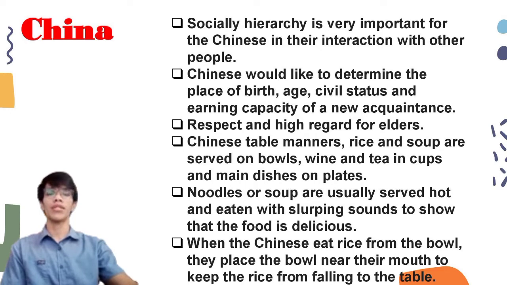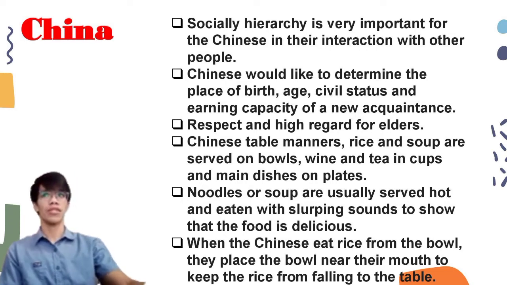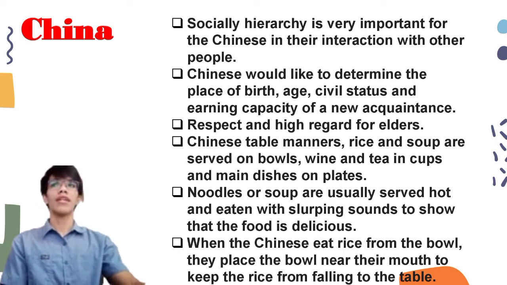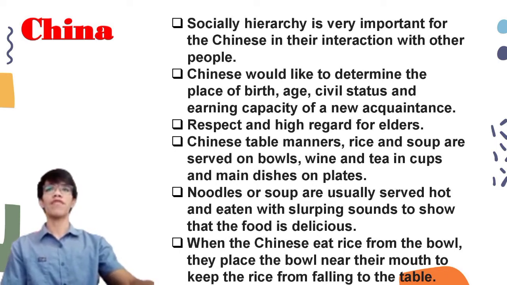Ways and behavior in China. Socially, hierarchy is very important for the Chinese in their interaction with other people. This is a result of Confucian influence in Chinese civilization. Chinese would like to determine the place of birth, age, civil status, and earning capacity of a new acquaintance. Respect and high regard for elders. Examples: greeting elder people first before the younger ones. They wait for the elder people to sit before they do so.